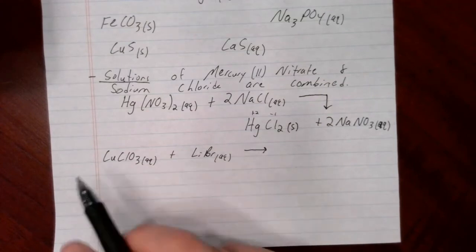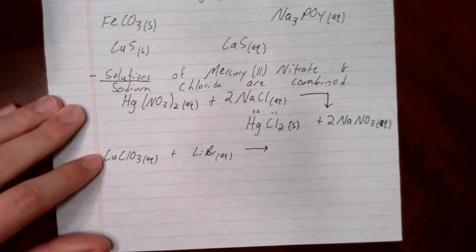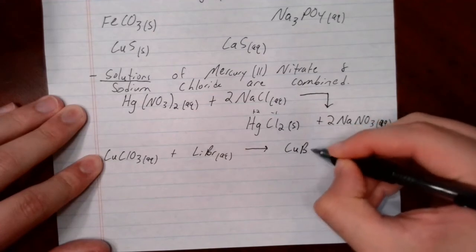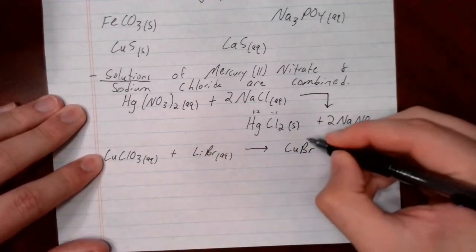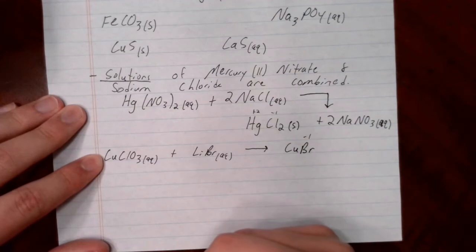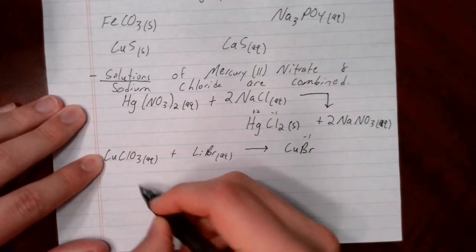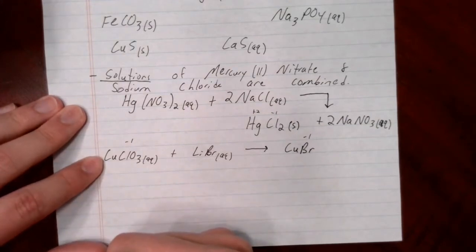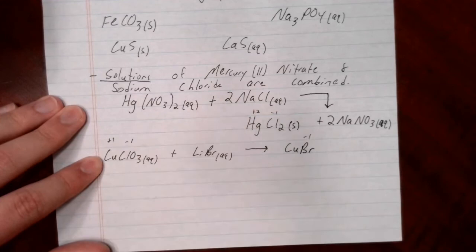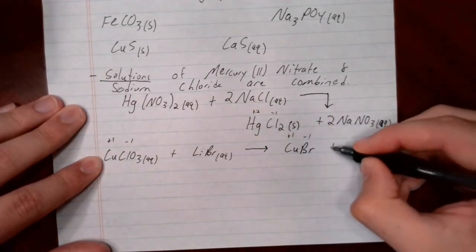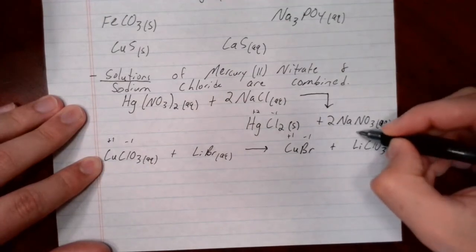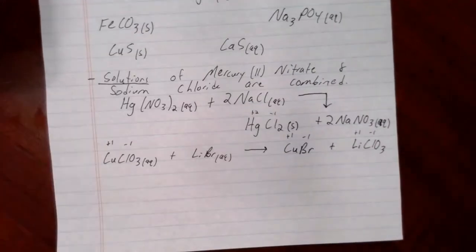So we know the two metals are going to trade places essentially. So let's start with the copper. CuBr. I know bromine's -1, but what's the charge of copper? It can vary, so I have to check over here. I know that chlorate is -1 because I learned my polyatomic ions, so I know copper has to be +1 to cancel out there. So copper here was +1, and then I have LiClO3, lithium chlorate. Lithium's +1, chlorate's -1, so I'm in good shape there.